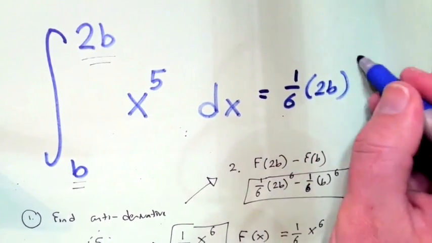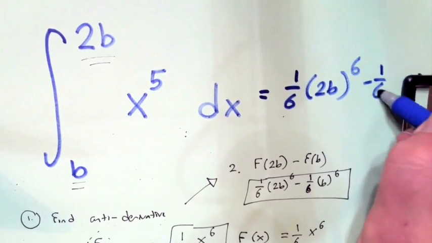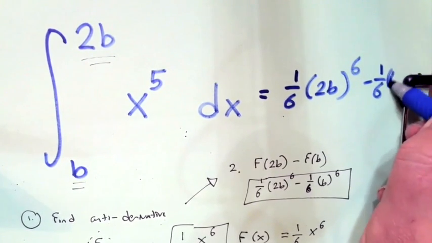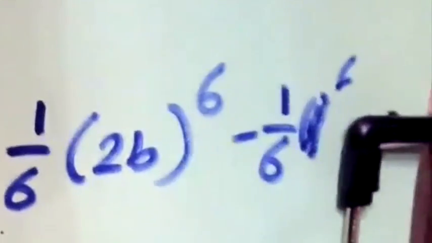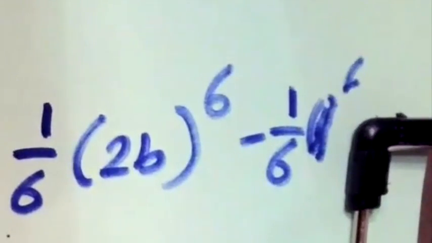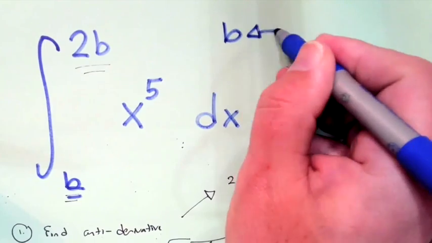You can't just plug in a number for b. You were asked to solve this in terms of an arbitrary b value. I think it's kind of cruel that they used b and that we wound up with 6, because b and 6 can look kind of similar.